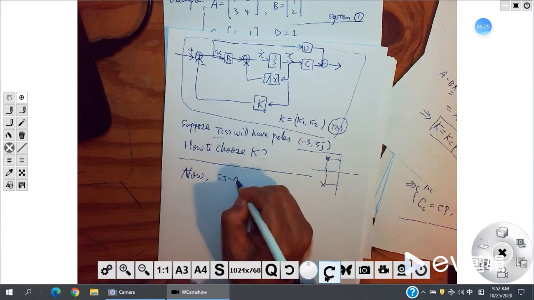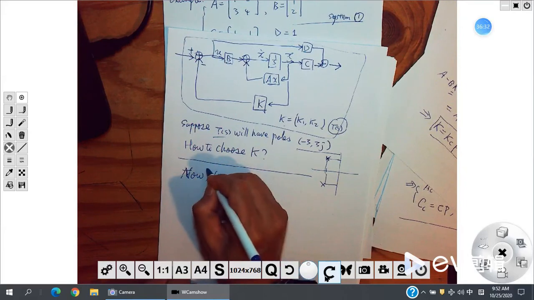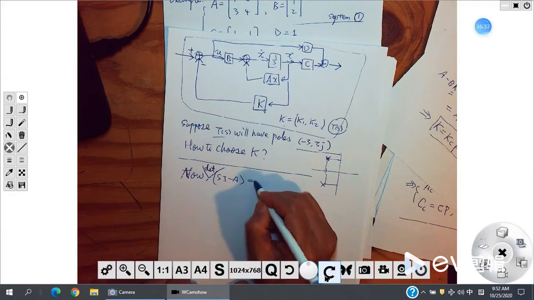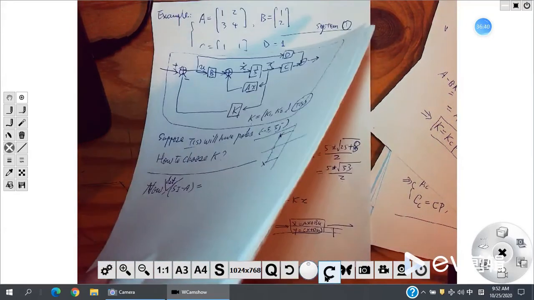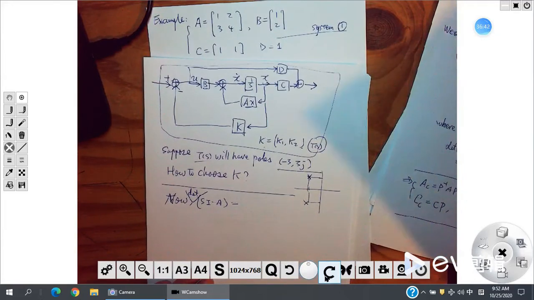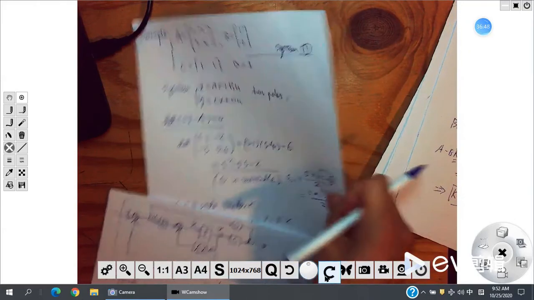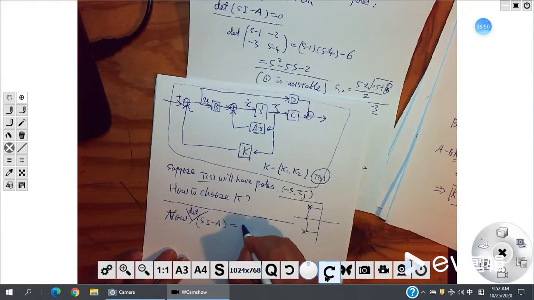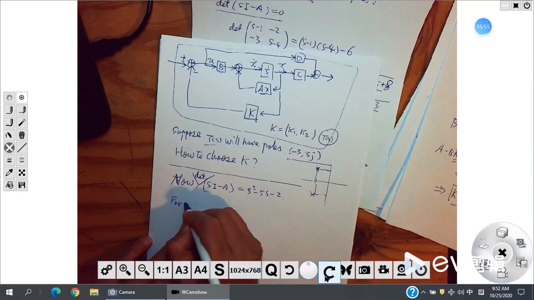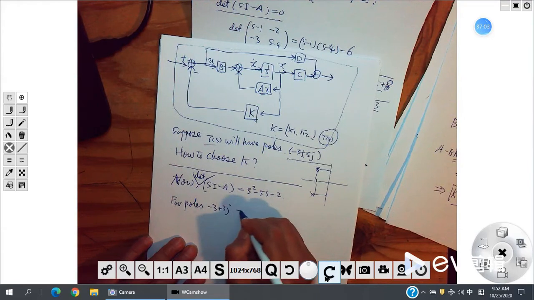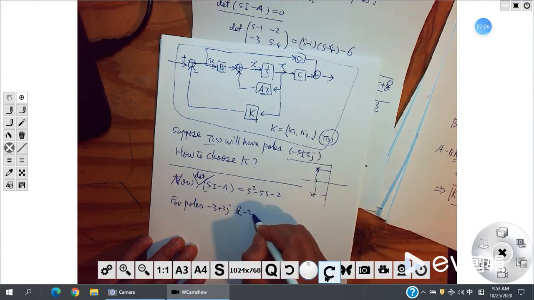Now, the determinant of sI minus A we already calculated. This is -5 something, right? Where did I put it? It's here. I already have this one. It is S squared minus 5S minus 2. For poles, -3 plus 3j, and the other one will be -3 minus 3j.